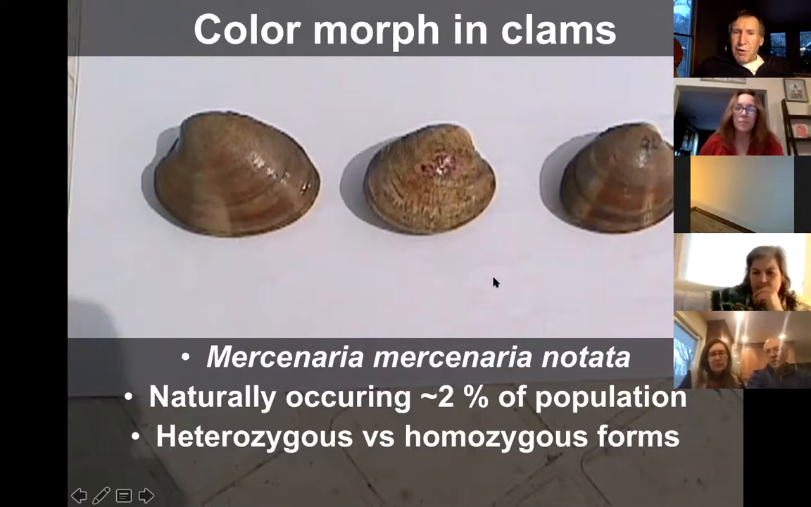Has anyone ever gone to Florida and bought a bag of clams, or South Carolina? You would see 100% of them being very dark notata clams. And why would anyone want to use them? Well, if you plant them out in the wild, you can get a little bit of an idea how your plantings are doing, because it's almost like a genetic marker. It is a genetic marker.